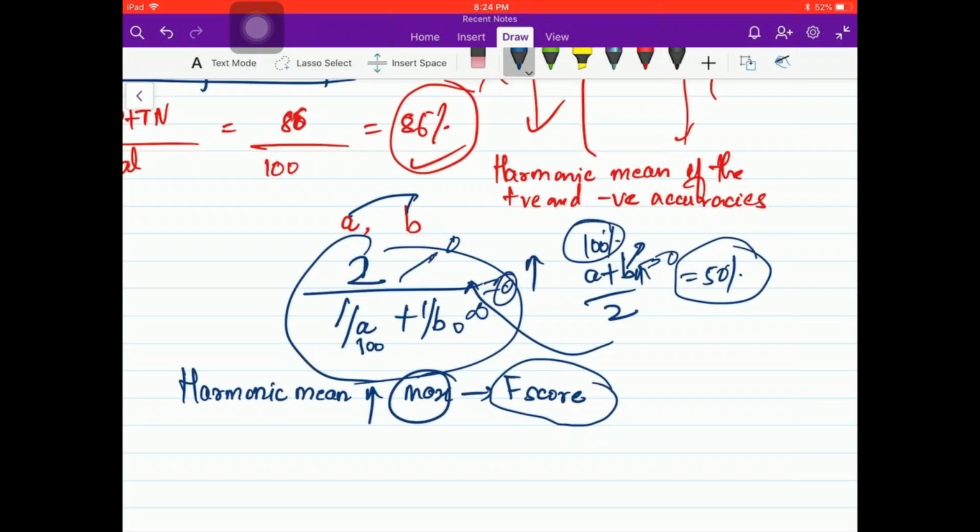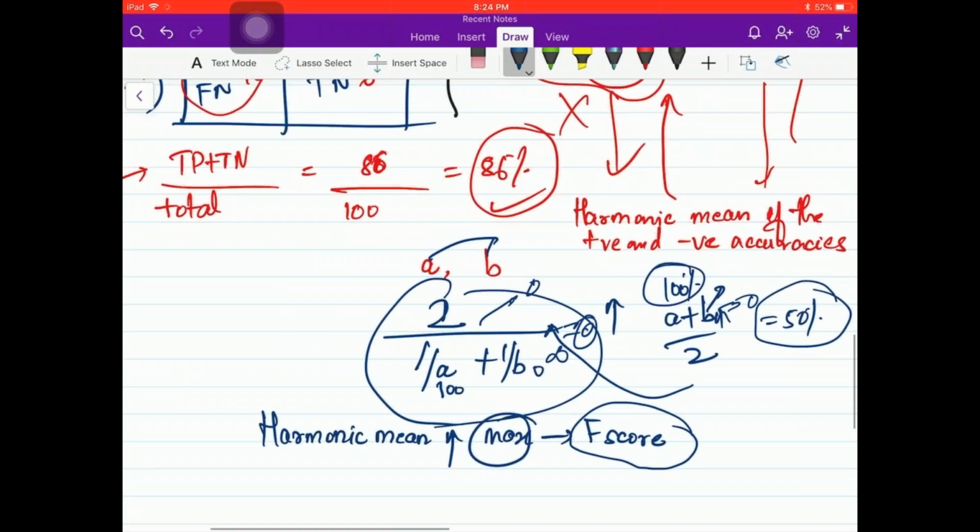Is this clear? Is everyone happy with the explanation? Anything more you want on this? This is very important and a very interesting concept in classification.